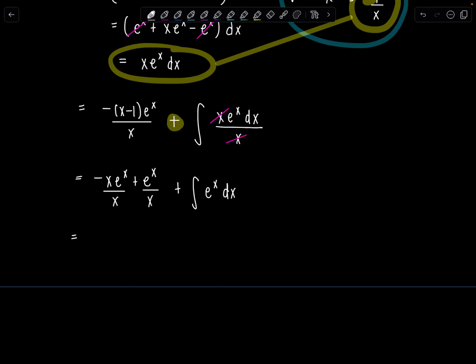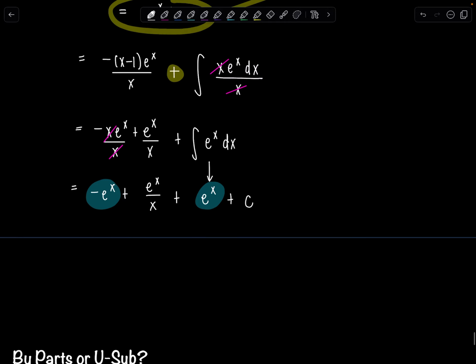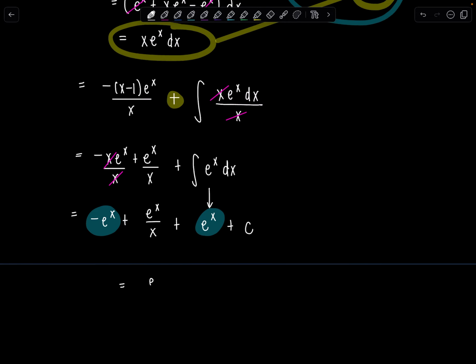Great. Again, notice more cancellation here in this first term. Those x's are gone. So I have negative e^x plus e^x over x plus antiderivative of e^x. Here's my favorite, e^x, and then don't forget a plus C now. And then again, the cancellation party just does not stop. We have negative e^x and e^x. So all that we're going to be left with is, that's right, e^x over x plus C. And we're done. We are done. So that concludes the integral of the day.